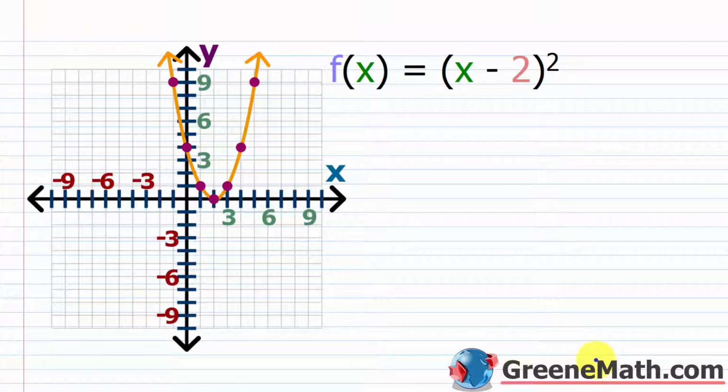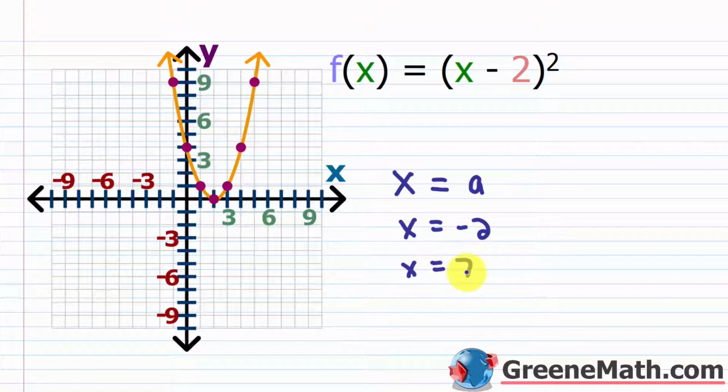So why does this work? Well, remember, a vertical line is something like x equals some real number. Let's just call it a. It could be x equals -2. It could be x equals 7. It could be x equals, again, any real number. It could be a trillion.